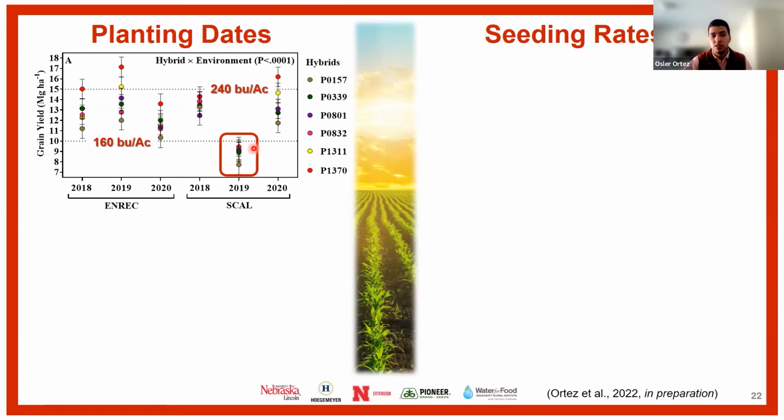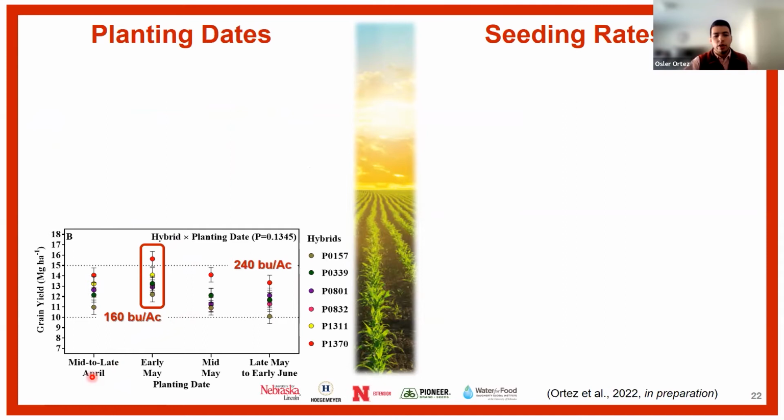Now into some management here. We have different planting dates from mid to late April all the way to late May or early June. And we see that the optimum planting seems to be early May, which is also applicable to what we have here in Ohio. Planting early sometimes might be risky depending on the year and the environmental conditions we have. And planting late, we definitely start to see that decrease due to a narrower growing season. Certainly some hybrids do better than others at any point.